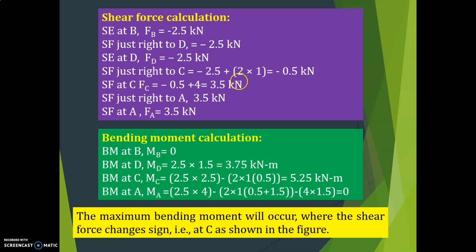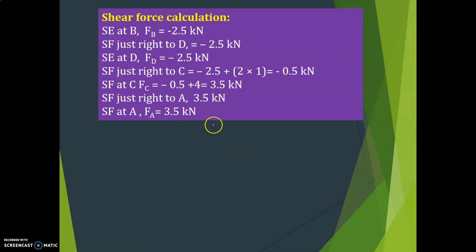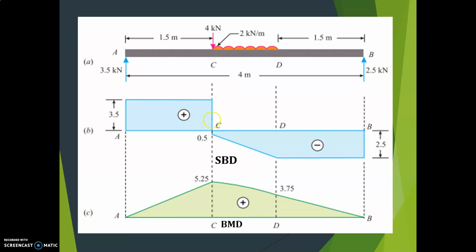Then right to C, it is plus 3.5. So go up, because it is plus 3.5. Here it is minus 0.5. This is right to C. Then between A to C also 3.5, and at A also it is 3.5. So see here, there is no load, therefore you get this rectangle. But here there is UDL, so you get an inclined line. Okay, this is SFD.